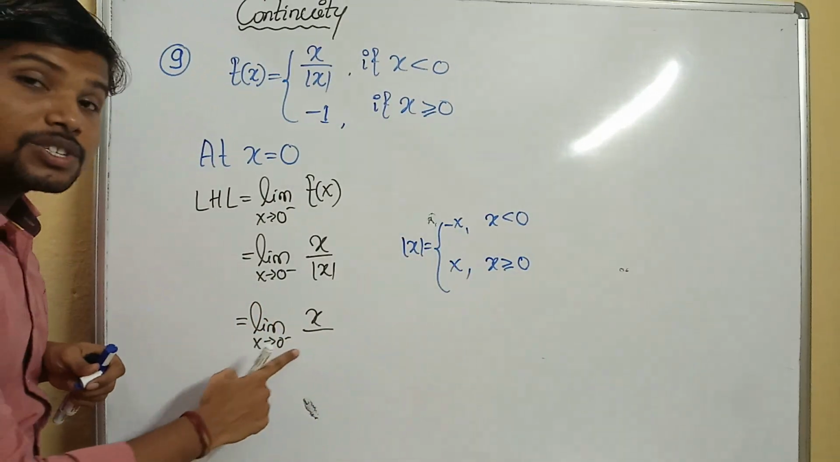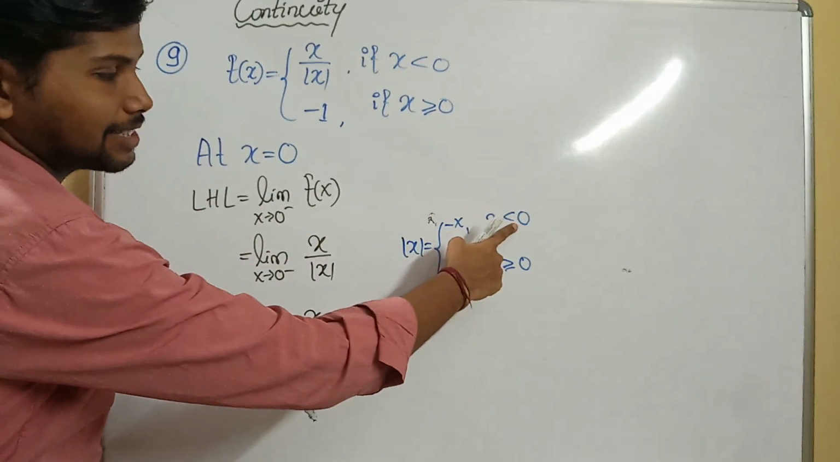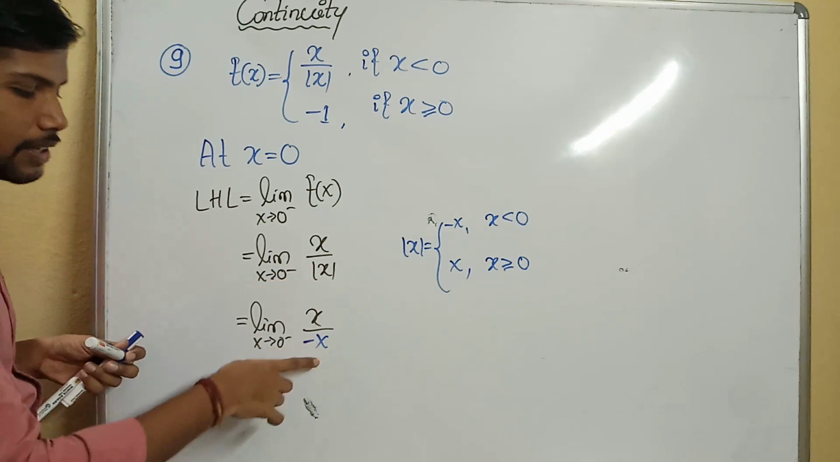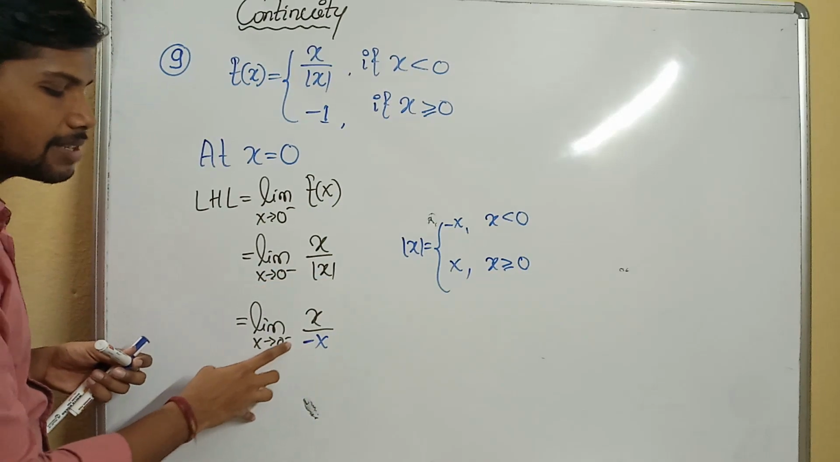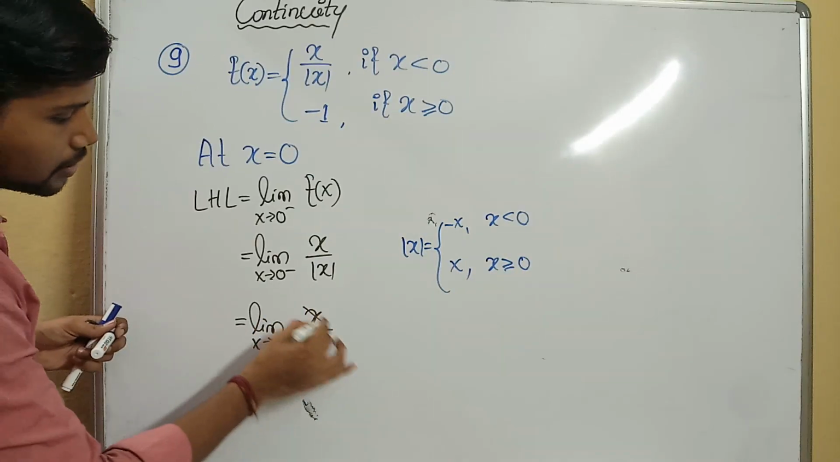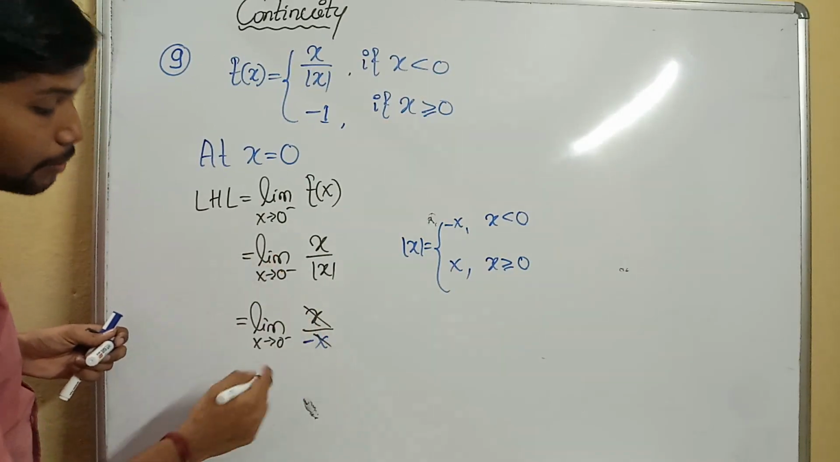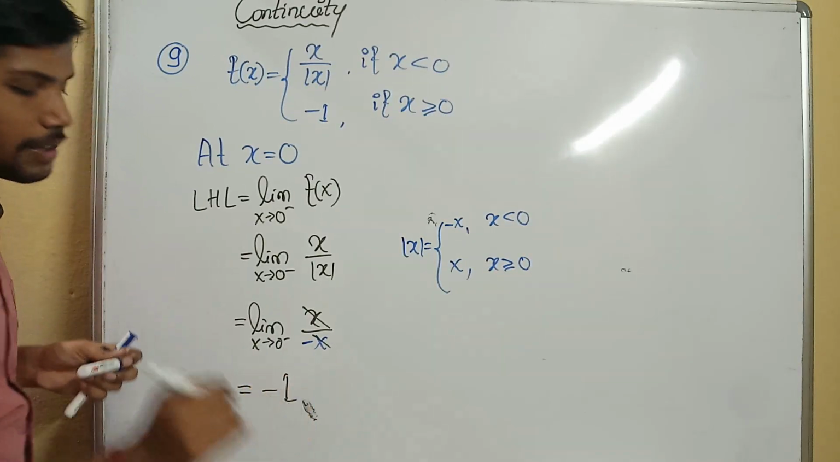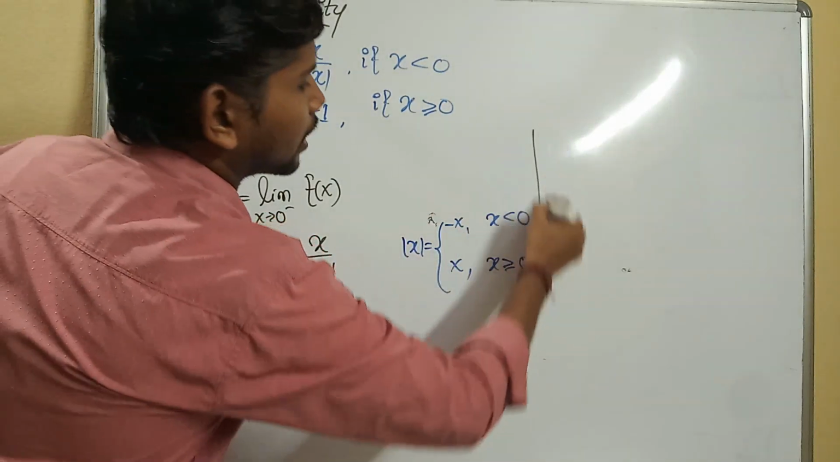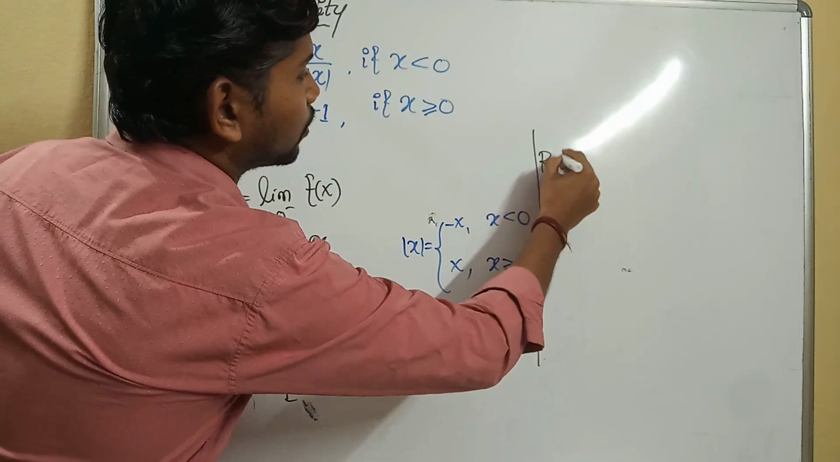0 minus, what is 0 minus? Yes, 0 minus is less than 0. So it is minus x. Why are we replacing modulus of x as minus x? Because it is 0 minus, less than 0. Less than 0 means this is the function. Got it? The x will be cancelled. What is the leftover value? The leftover value is minus 1. Then in the right hand, meaning RHL, I need to define in the similar manner.